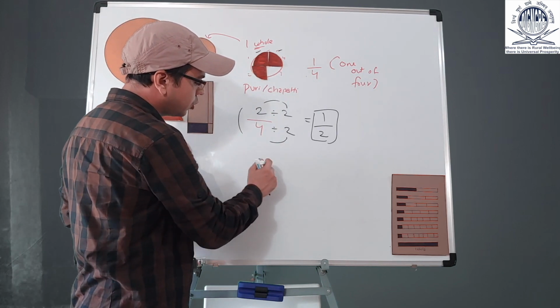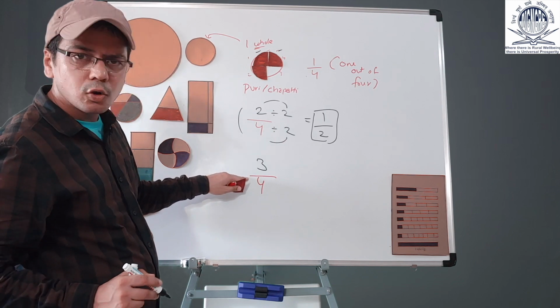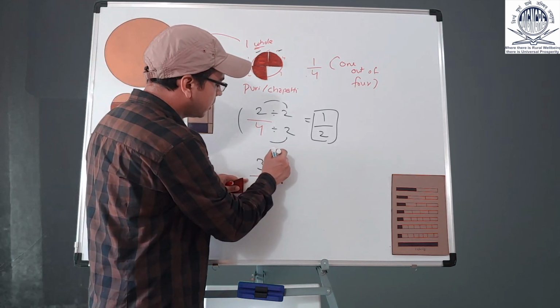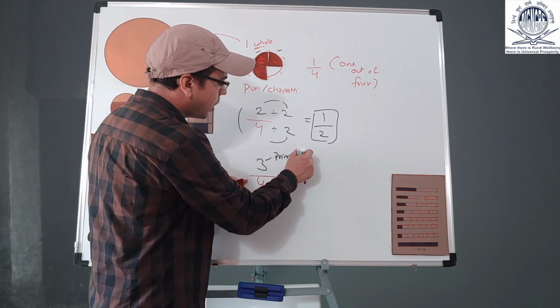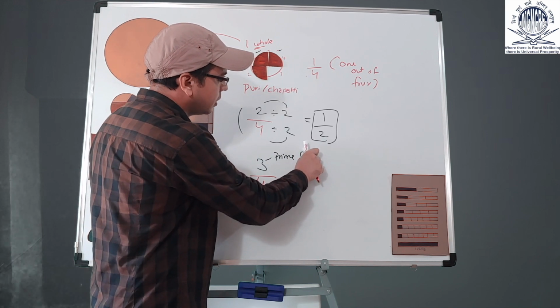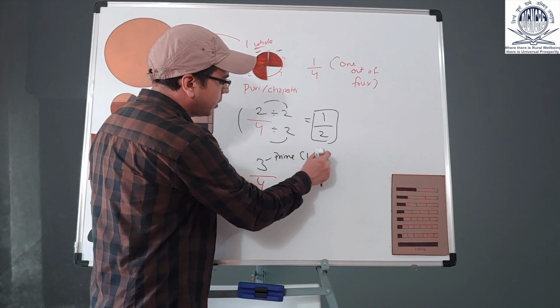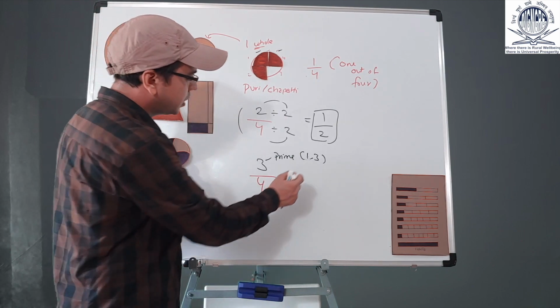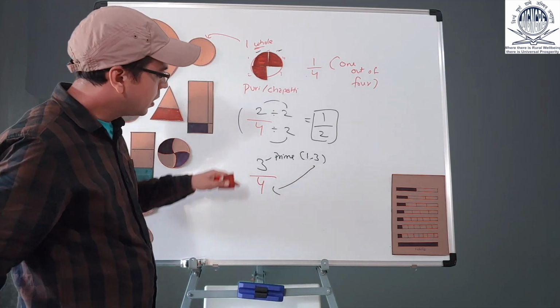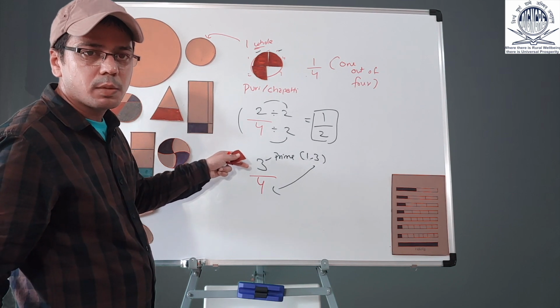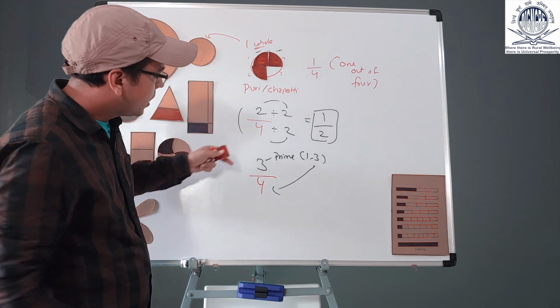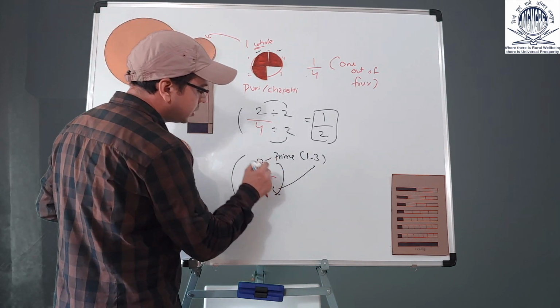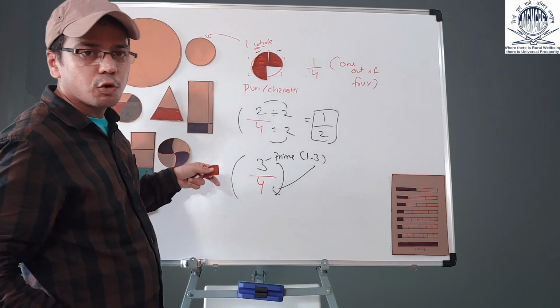And 3 out of 4, do they have anything in common? Well, no, because 3 is a prime number, so it has only factors 1 and 3, and they do not match. 1 obviously matches, but 3 does not match with a factor of 4. So we won't be able to divide with a common factor. So over here we say that I shared 3 out of 4 pieces.